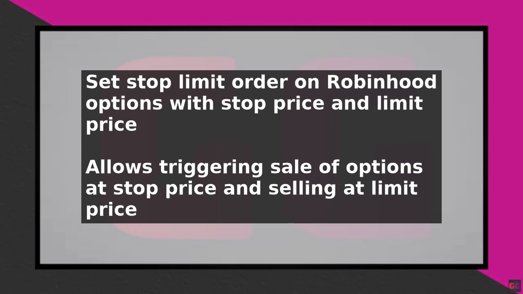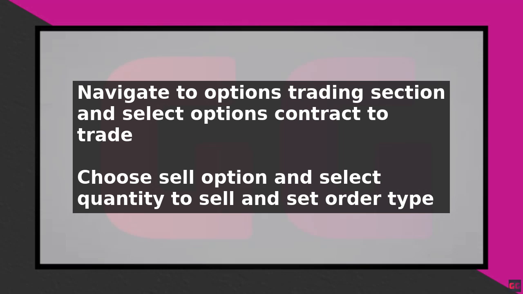To set a stop limit order on Robinhood Options, start by opening the Robinhood app and navigating to the Options Trading section. Select the options contract you want to trade and click on the Trade button. Choose the Sell option and select the quantity you want to sell. Next, click on the Order Type drop-down menu and select Stop Limit. This will prompt you to enter your stop price and limit price.